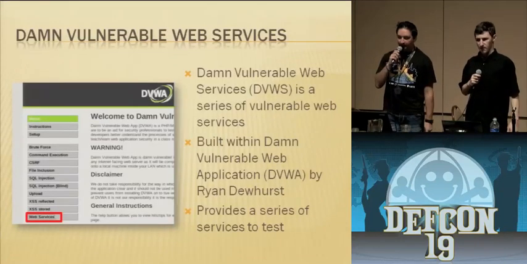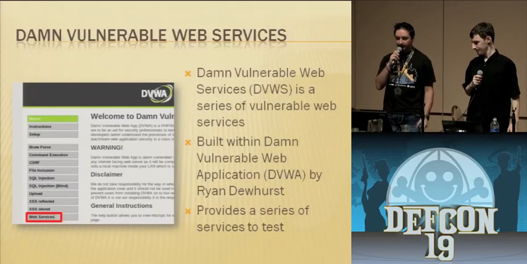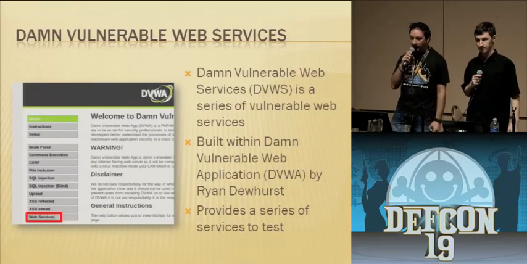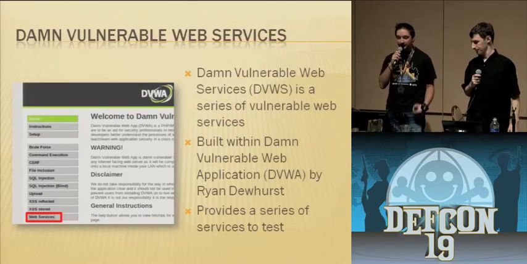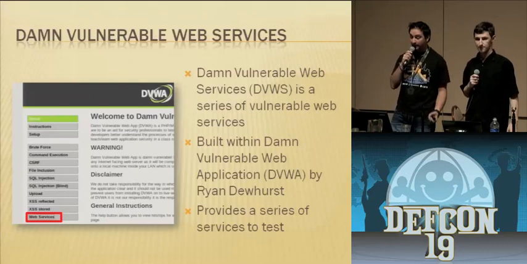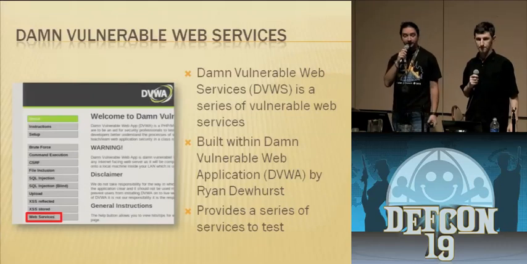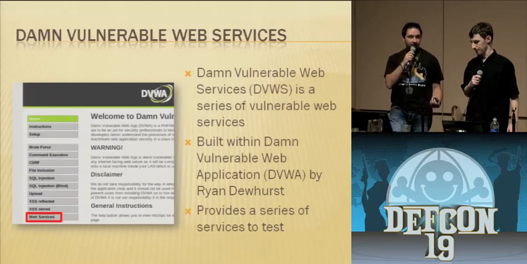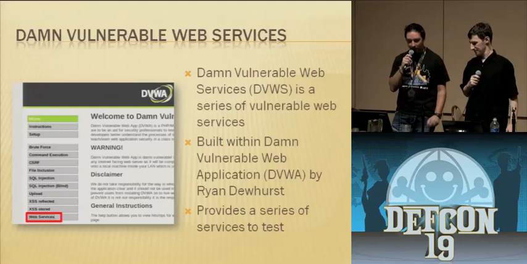So Kevin spent a lot of time working on finding a way that we can have a good testing environment that's open source, and give it back to the community where we can test these things. He has created an addition to Damn Vulnerable Web Application, which was created by Ryan Dewhurst, and it's now another piece of that application called Damn Vulnerable Web Services. This provides an awesome, great set of things to test in terms of all kinds of vulnerabilities.